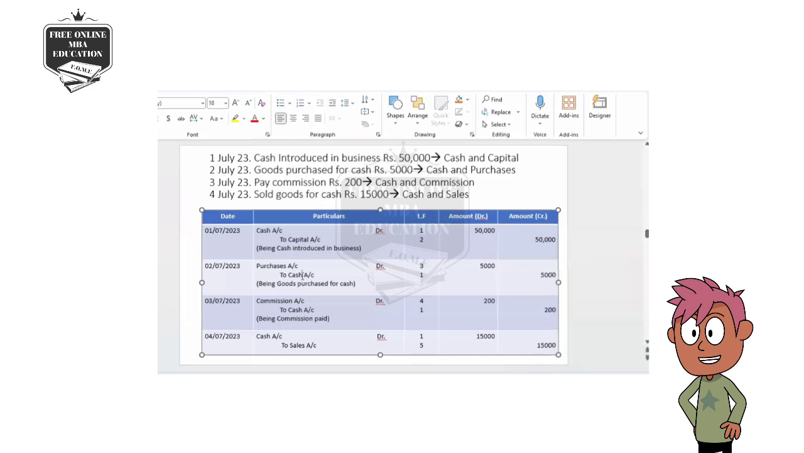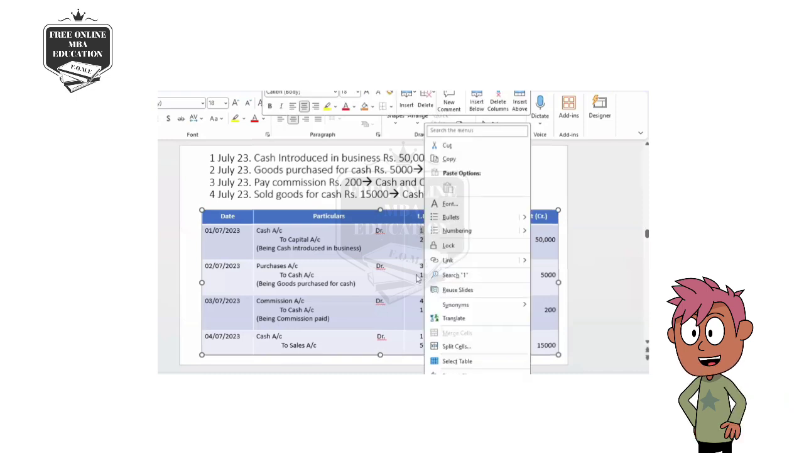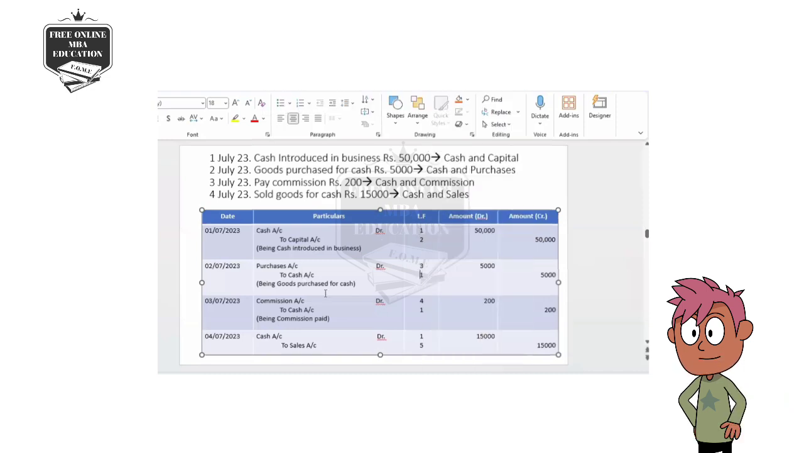Cash has again entered in the transaction. For the cash, I have already given the reference of 1, so I'll repeat the same number here as 1. Commission account has appeared for the first time, so after 3, it's going to be 4. And again, cash is there, so it is going to be marked as 1. Cash account is there again, 1, and sales account is going to be number 5.